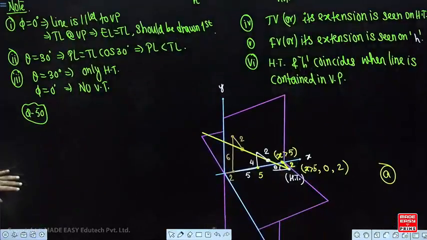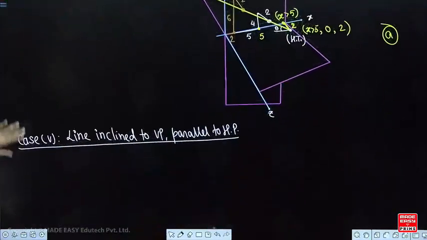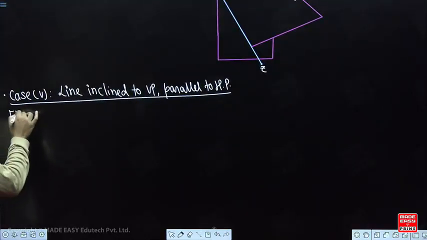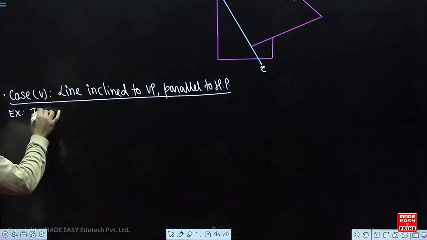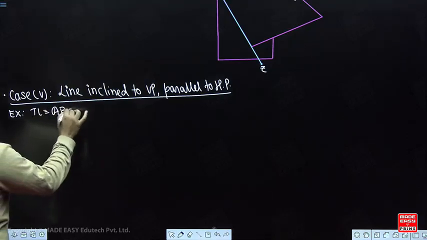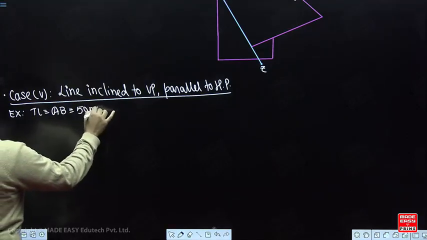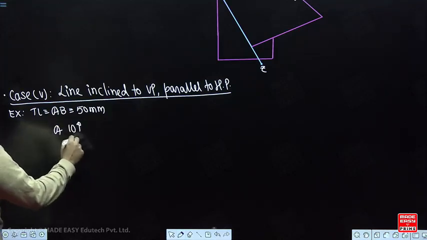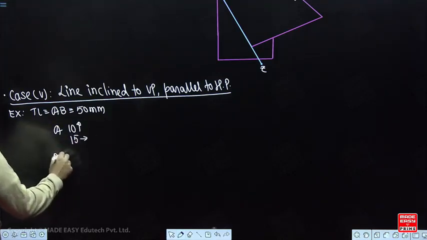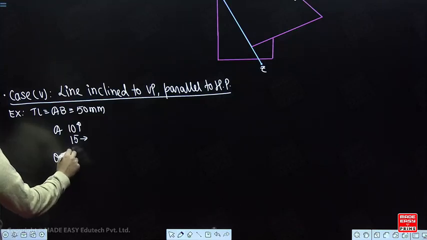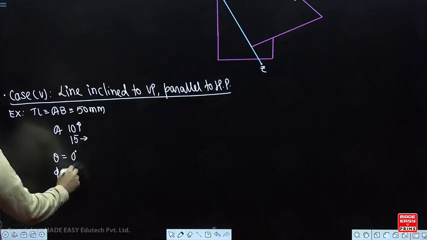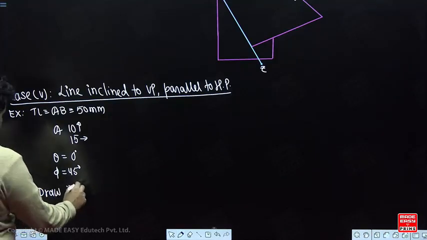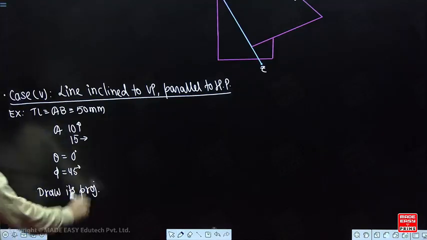Okay, the correction is done. Question 50, now coming to line inclined to VP, parallel to HP. So let us take an example. True length AB 50 mm, A is 10 mm above HP, 15 mm in front of VP. Theta, line inclined to VP, 0 degree. Suppose phi is equal to 45 degree. Draw its projection.